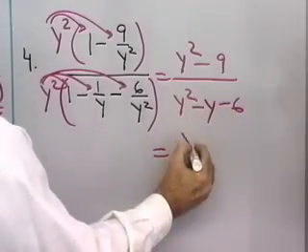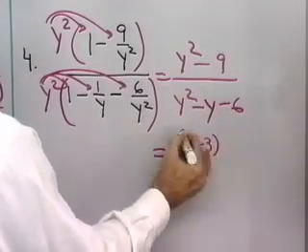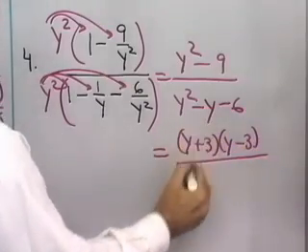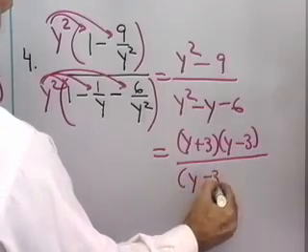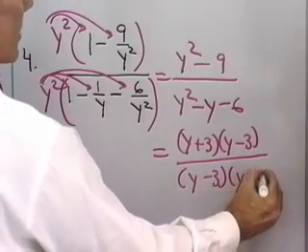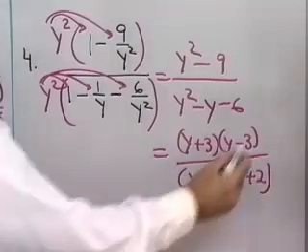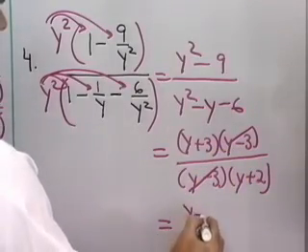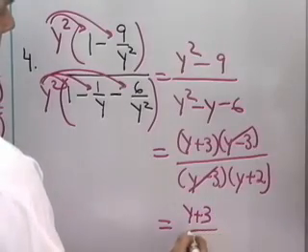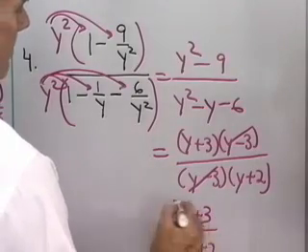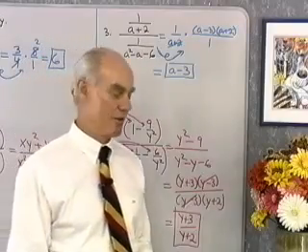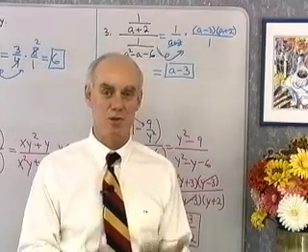Okay, numerator factors, y plus 3 times y minus 3. Denominator factors into y minus 3, y plus 2. My y minus 3's divide out, and I have left the rational expression y plus 3 over y plus 2. Okay, so there's a look at simplifying complex fractions by using two different methods.